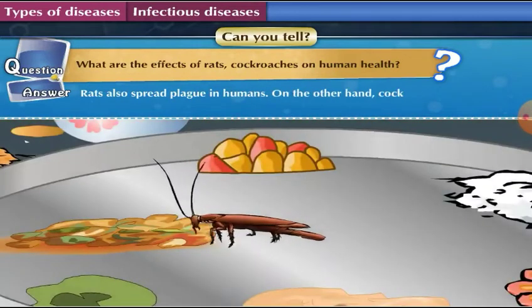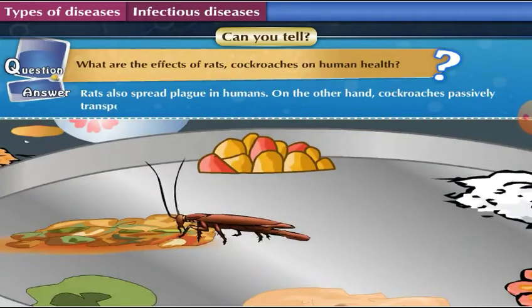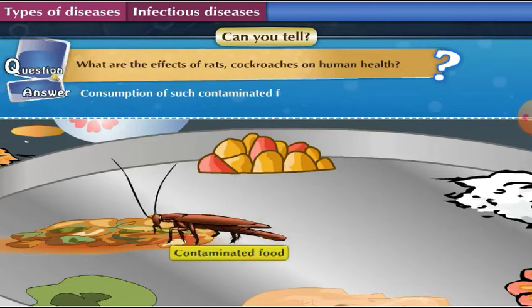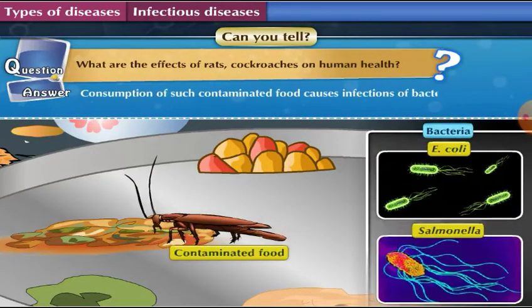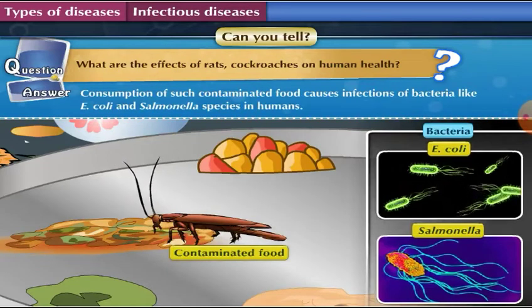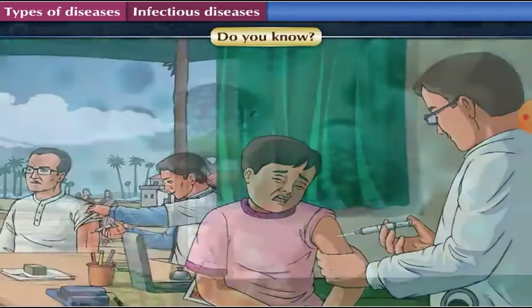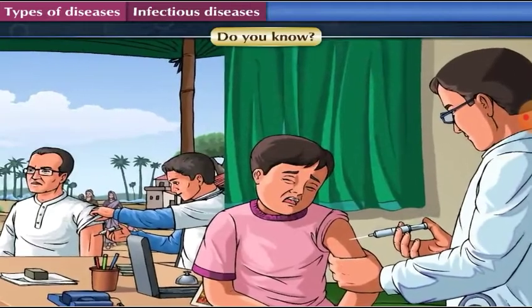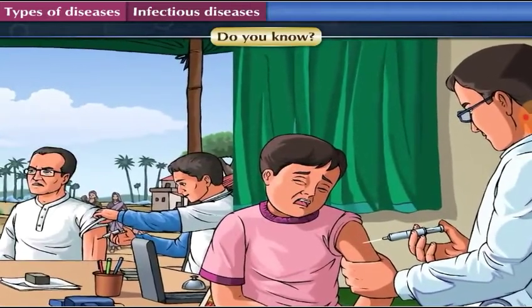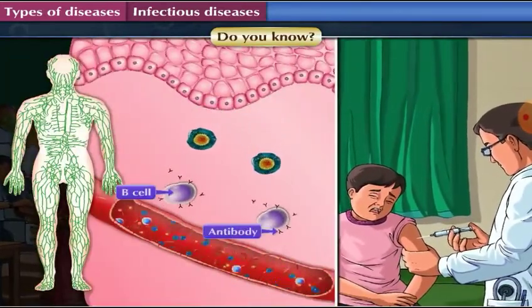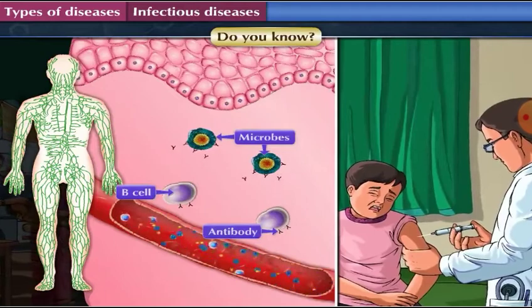On the other hand, cockroaches passively transport pathogens present on their body to the food. Consumption of such contaminated food causes infections of bacteria like E. coli and Salmonella species in humans. Do you know? We can protect ourselves from most of the infectious diseases by getting vaccinated. Vaccination gives protection from infectious diseases.